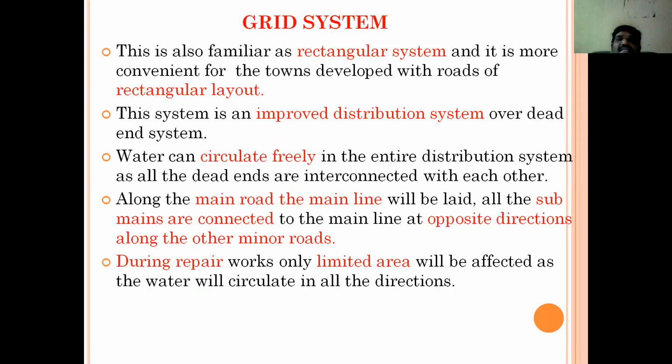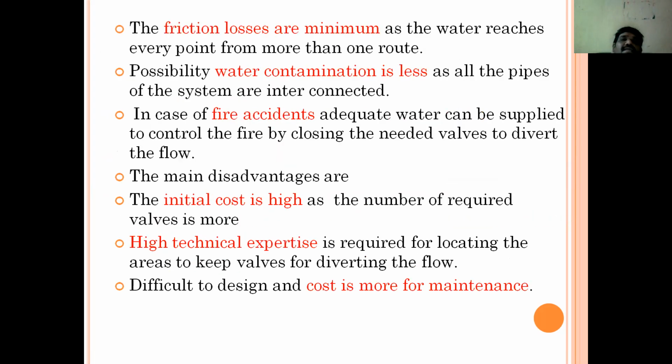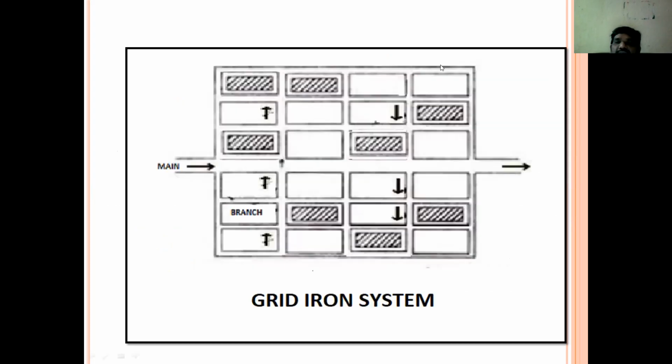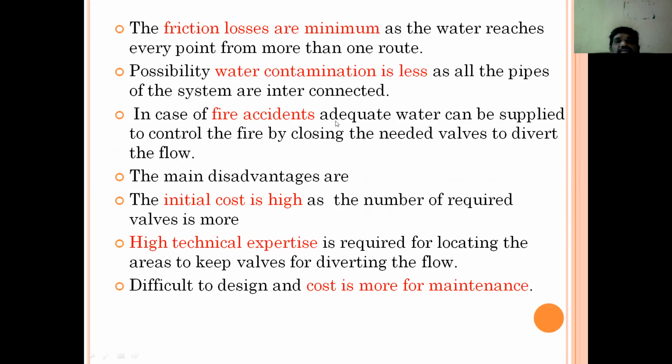See here, the friction losses are minimum as the water reaches every point from more than one route. See here, the routes are different. Water is reaching everywhere as all of these are interconnected. That's why we mentioned it as the gridiron system, where all these are interconnected and the friction losses are minimum. Possibility of water contamination is less as all the pipes of the system are interconnected.